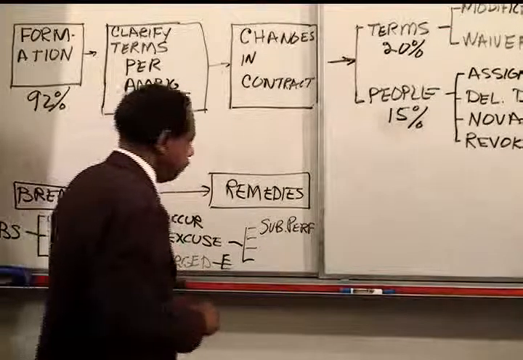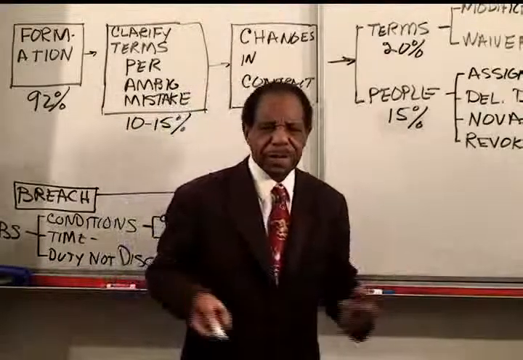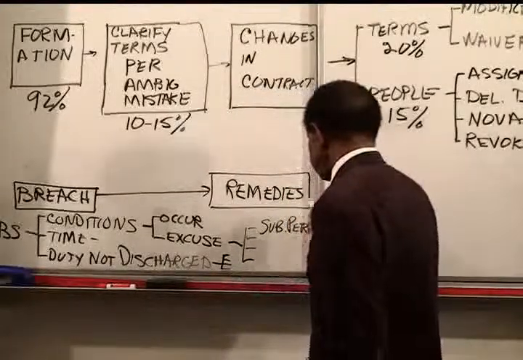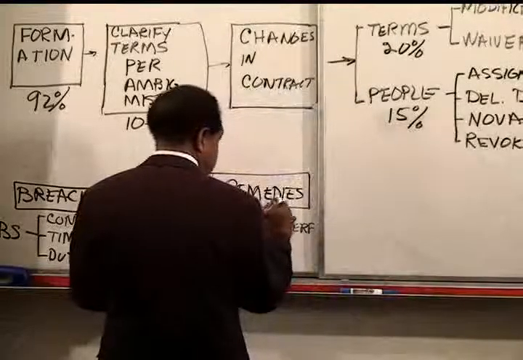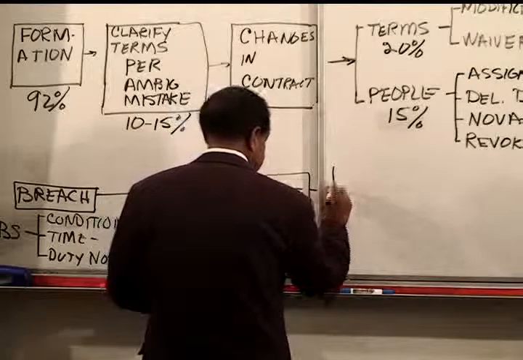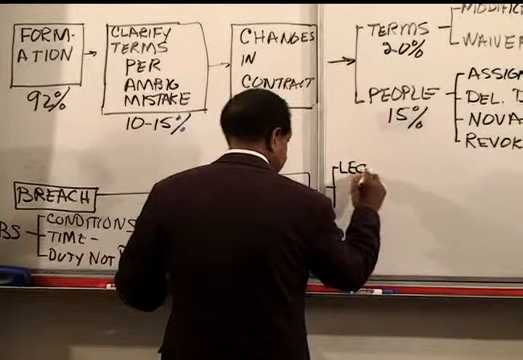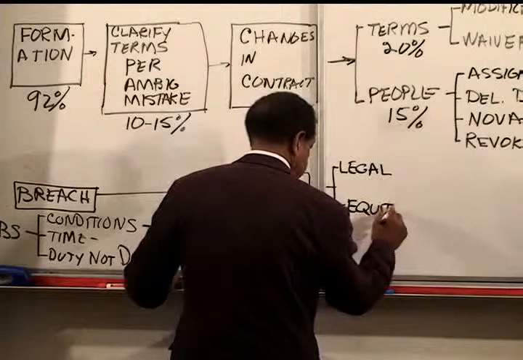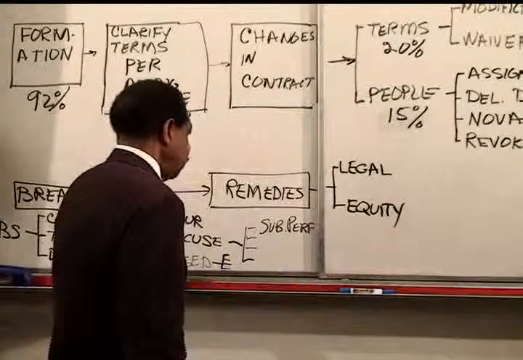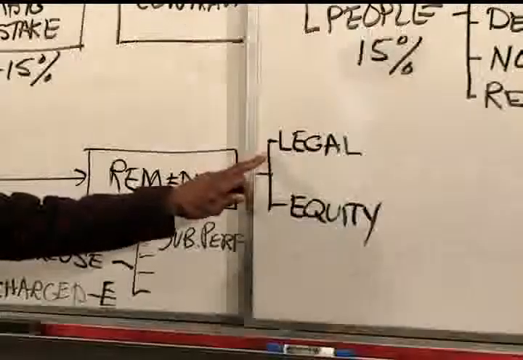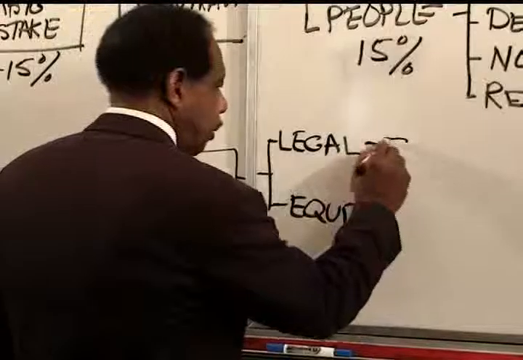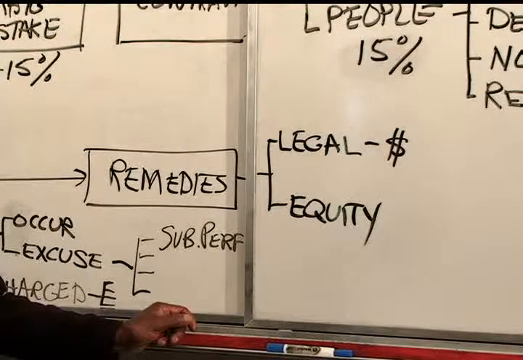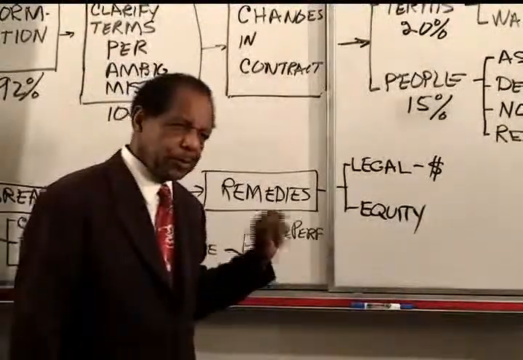The remedies for a breach of contract really are of 2 types only, and those are legal remedies and equitable remedies. So the remedy for breach of contract here, I'll put them right here. The legal remedy for a breach of contract is money, period. It's damages, it's money, it's nothing else, except 2 exceptions.